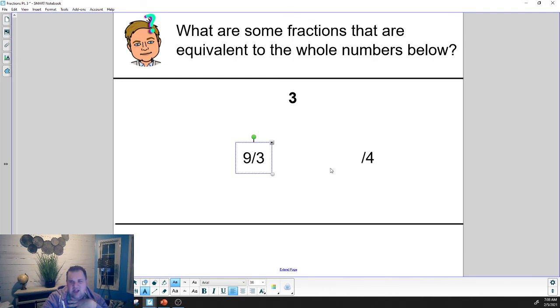Now, what if I change the denominator to fourths? Go ahead and enter into PlayPosit how many fourths would I need to equal 3 wholes? Think about that and enter it into PlayPosit now.